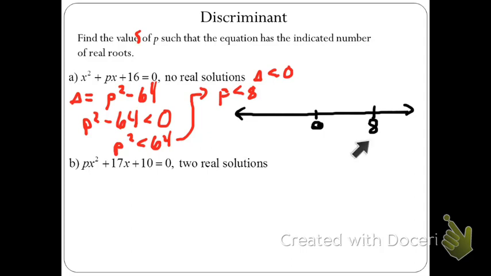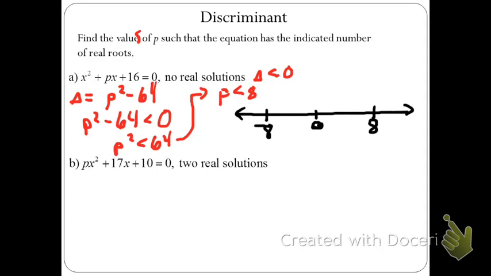Sure, if p is something like 7, then p squared would be less than 64, and something less than 64 would give you a negative value for your discriminant, and we'd have no real solutions. But that doesn't mean that everything less than 8 would make that true. For instance, let's say p was negative 10, something way over here. If p is negative 10, isn't negative 10 squared 100? And 100 minus 64 is not negative, it's positive. So we can't pick anything less than 8, but what we can do is pick anything between negative 8 and positive 8.